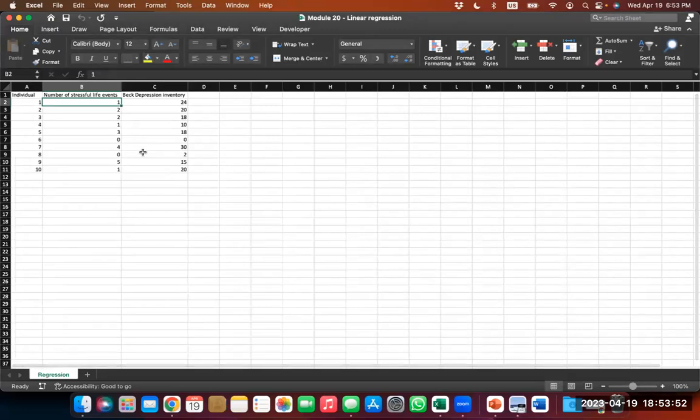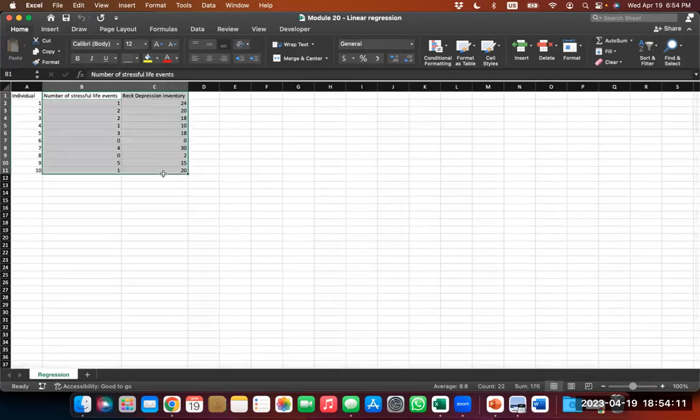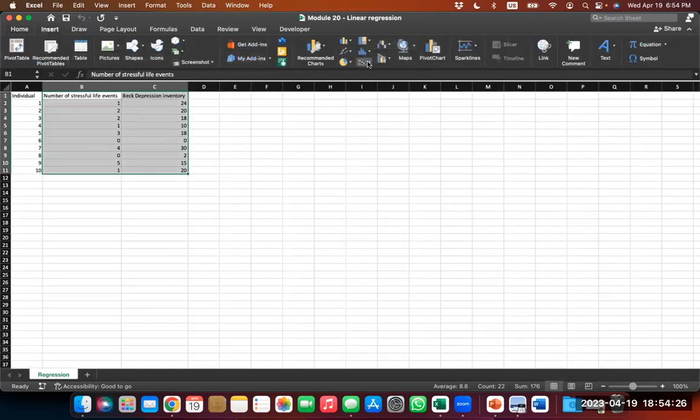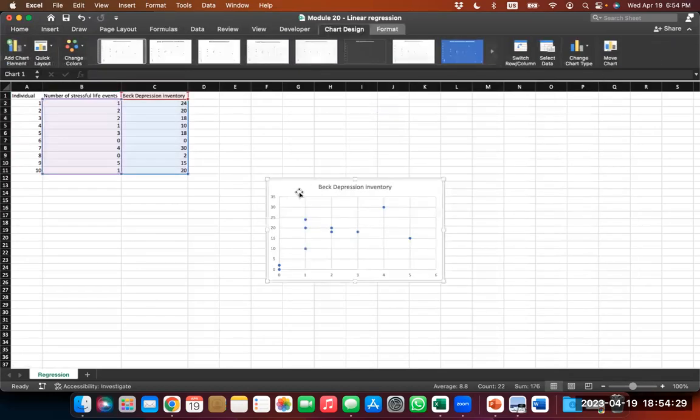So the hypothesis here, or the research question here, is: do stressful life events associate with depression? Do people with more stressful life events have higher levels of depression? We have data of 10 individuals that are shown here in these lines. So if we just select column B and column C, we go on insert and we go on scatter plot. That gives us a scatter plot.